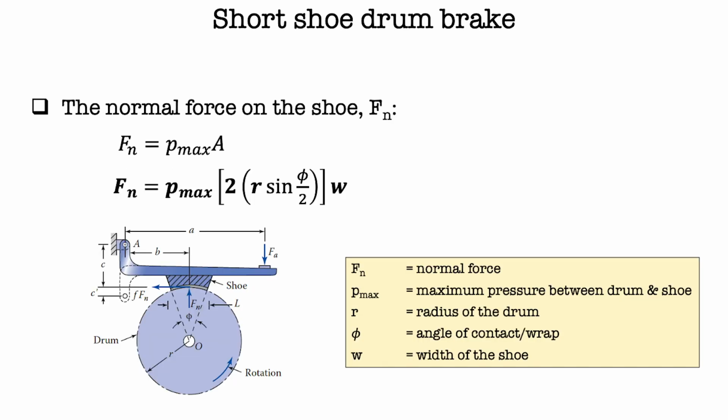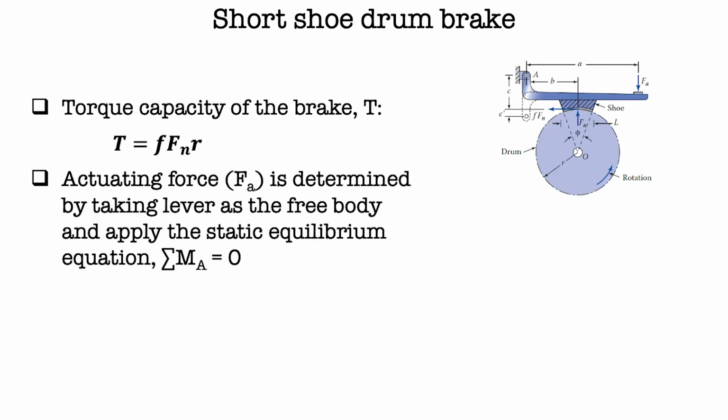The normal force of the shoe is derived from the equation of force equals pressure times area. Then we get the normal force equation as can be seen here, where Pmax is the maximum pressure between drum and shoe, R is the radius of drum, phi is the angle of contact, and W is the width of the shoe. Next, the torque capacity of the brake is T equals f Fn times R.